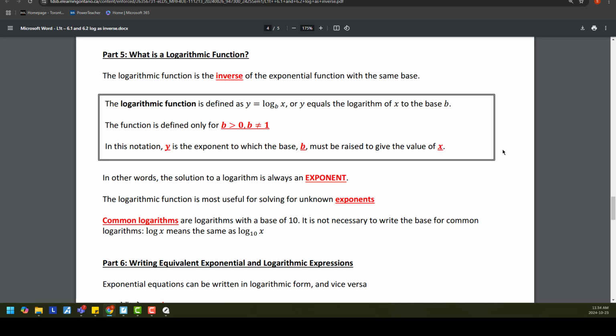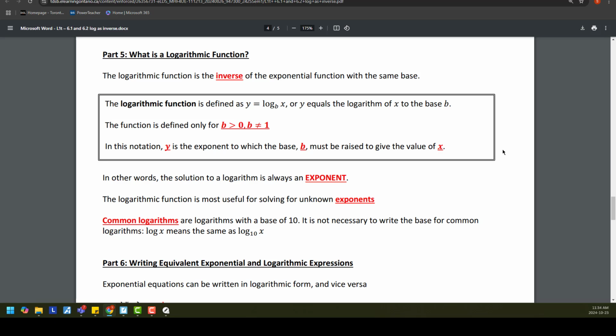Let's move on. What is a logarithmic function? The logarithmic function is the inverse of the exponential function with the same base. So the log function is defined as y equals log base b of x, or y equals the logarithm of x to the base b. The function is defined only for when b is greater than 0 and b cannot be 1.